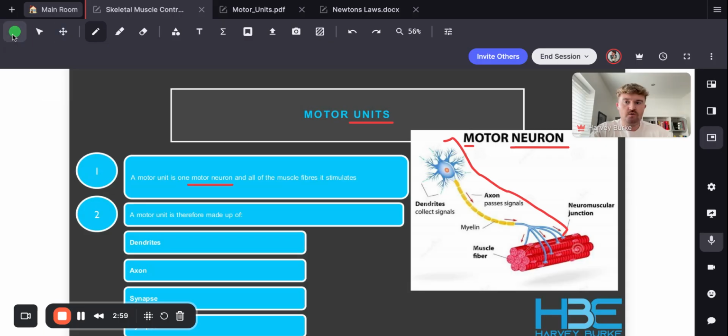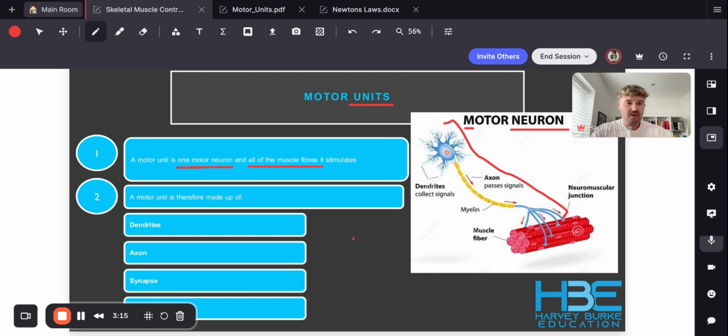It's just one motor neuron, so just the one motor neuron and then all of the fibers that one neuron stimulates. So this neuron here is responsible for stimulating this group of muscle fibers. And I don't think this is that important, I don't think you'd ever get a question with a diagram saying label structure A, for example, but you never know. So what you've got here, the main thing that I think is important to know about is the axon of the neuron. The axon is this long part of the neuron that the electrical impulse travels down.